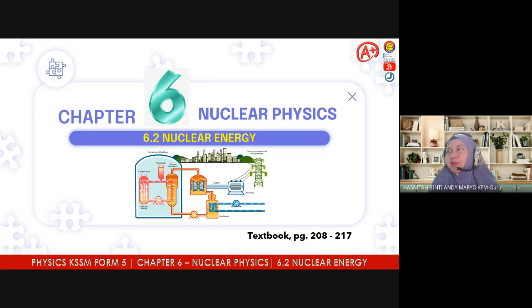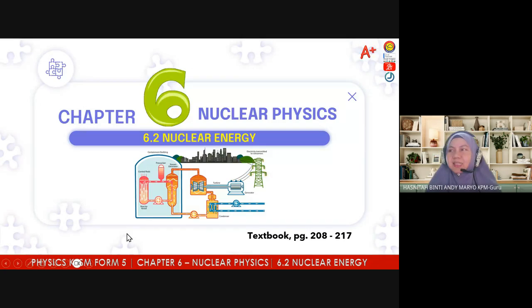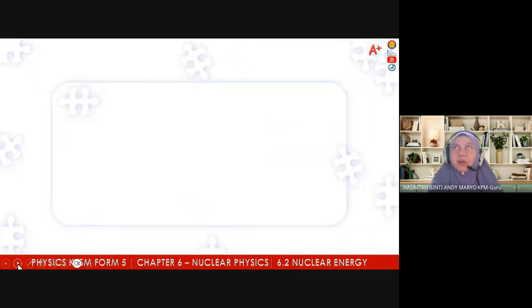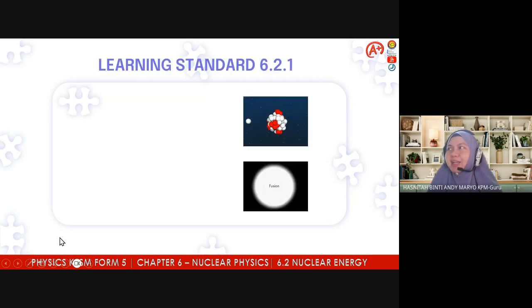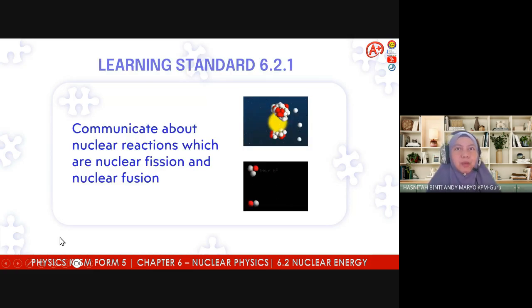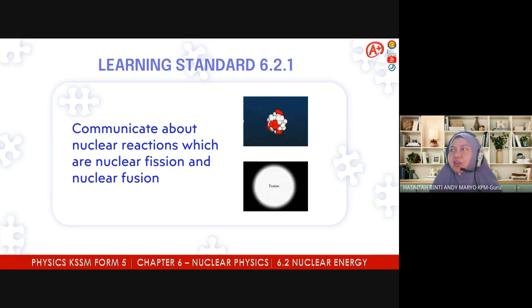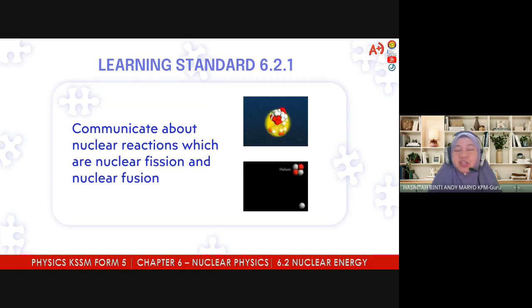So today we continue with 6.2 nuclear energy. This topic is covered in your textbook from page 208 until 217. There will be five learning standards here. Our first one is to understand and communicate about nuclear reactions, which are nuclear fission and nuclear fusion. Before we start with this lesson, can we look at some exercises from yesterday on 6.1?